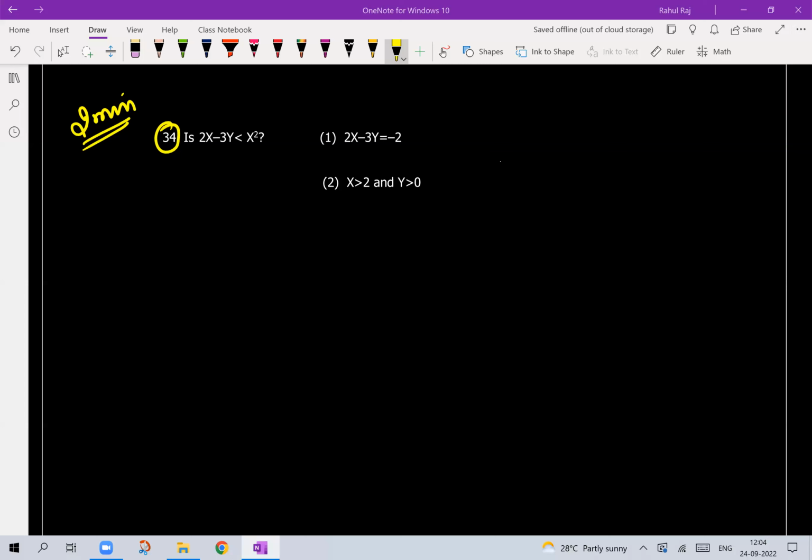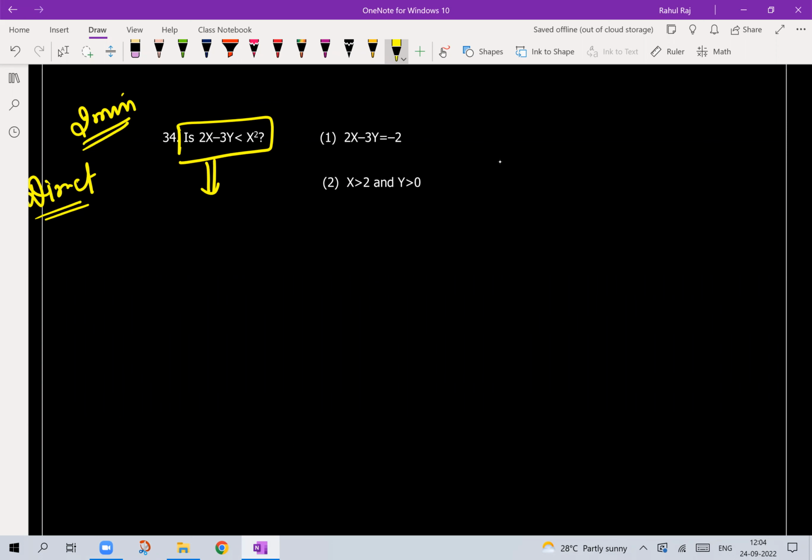What's the answer? Again, let's come down to a very basic approach. The question is simple: is 2x minus 3y less than x square? I would say a very direct question. No information is given. So if there is no information given in a direct question, what is my job? To first think on the question before we get into the statements. If you just take 20 seconds and think on the question.